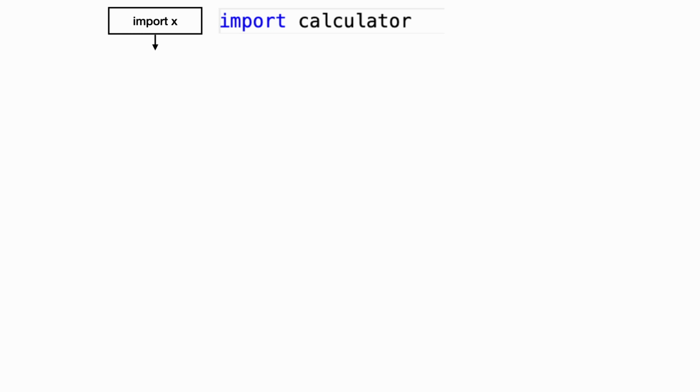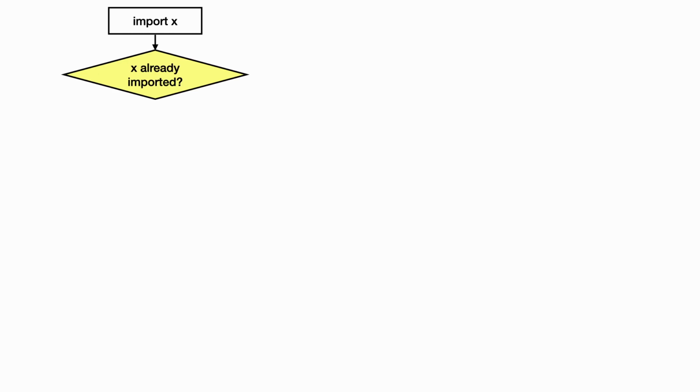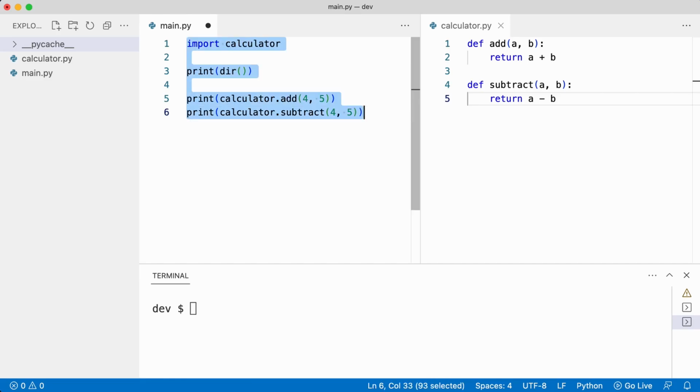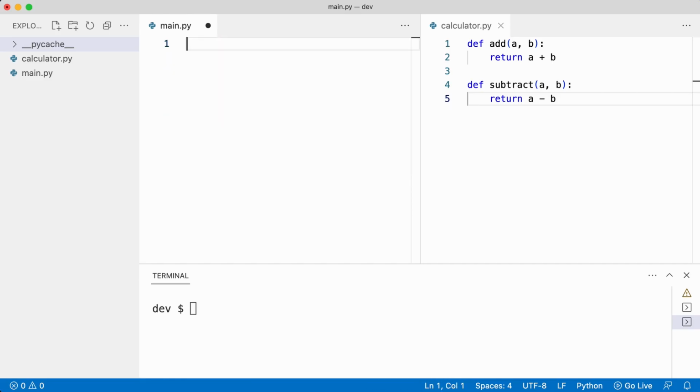In the previous video, I told you that Python will check if the module exists on your computer. But actually, Python takes another step before this. Python will check if the module is already loaded. Let me show you. I delete all the code. I import sys. I print the modules and execute the code.